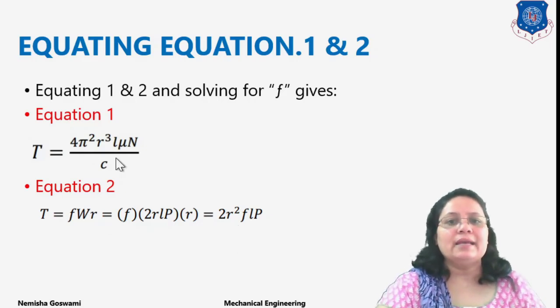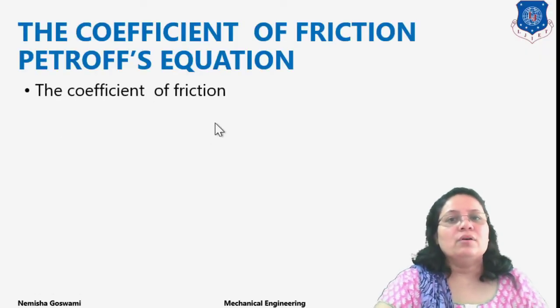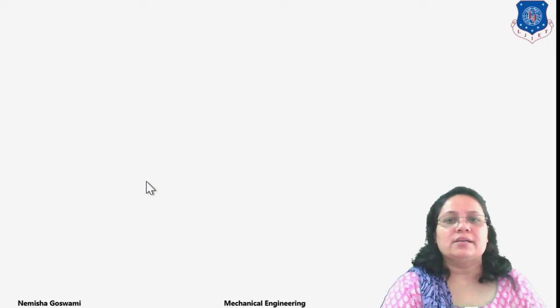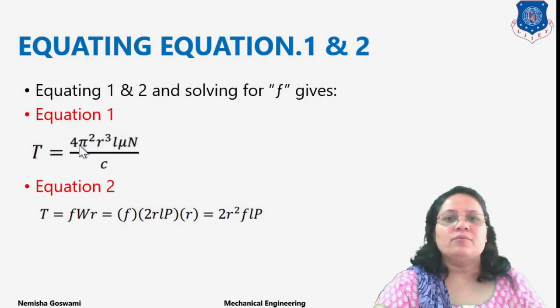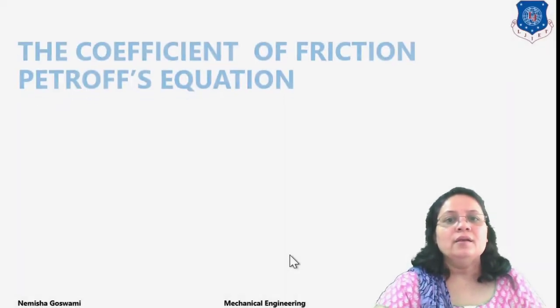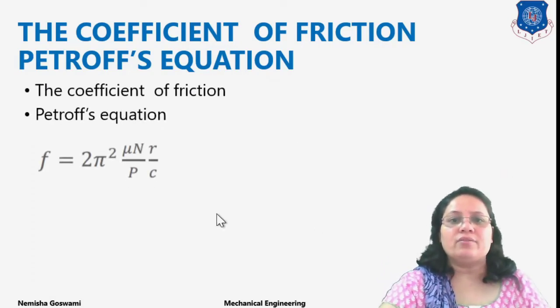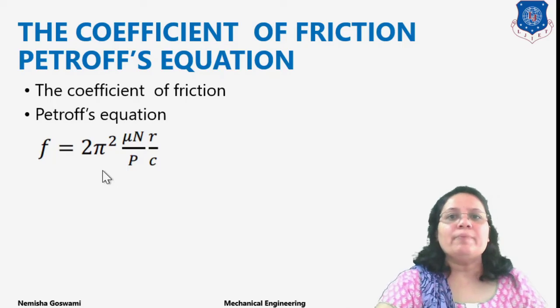So for the ideal condition, these two torques should be equal. By equating equation number 1, 4 pi square R cube L mu N divided by C should be equal to 2R square FLP, right? So when we equate these two values, we get the coefficient of friction. The coefficient of friction in terms of this equation is equal to 2 pi square mu N divided by P multiplied by R by C.